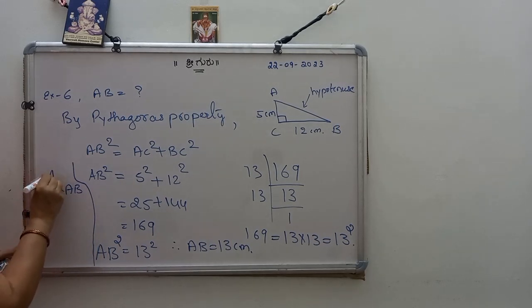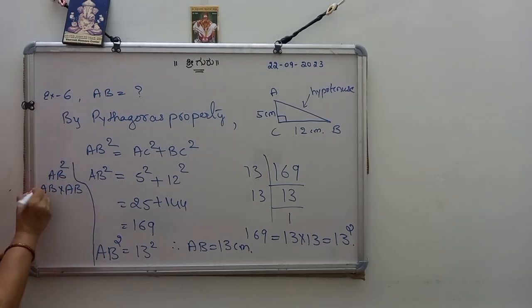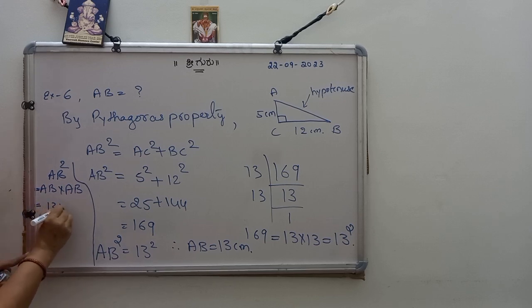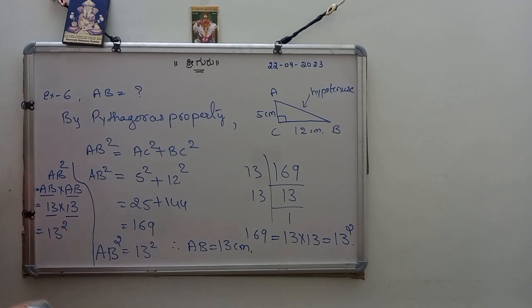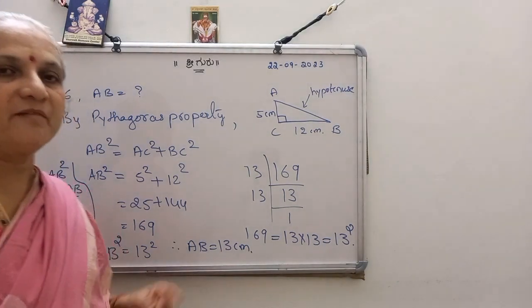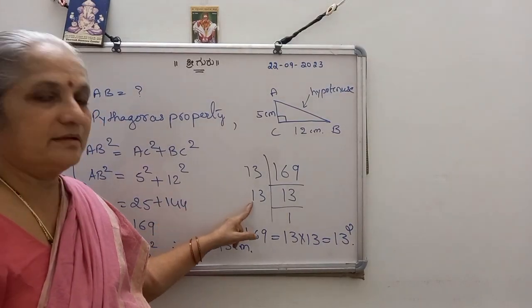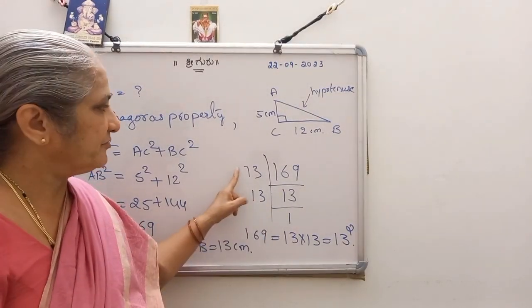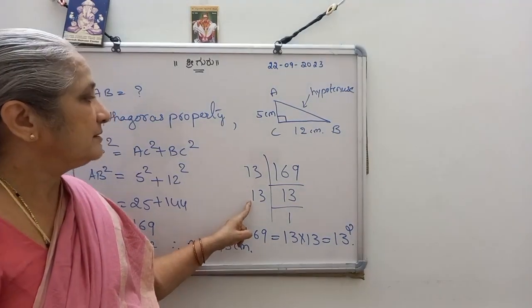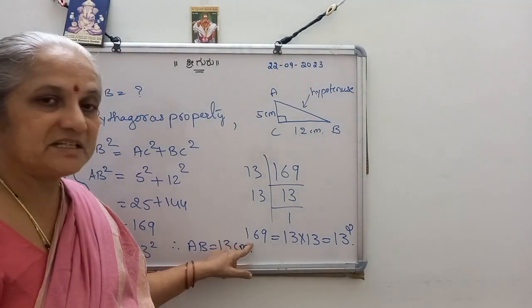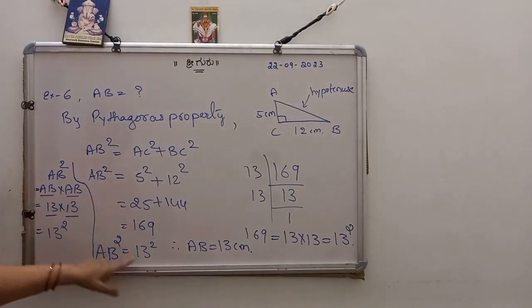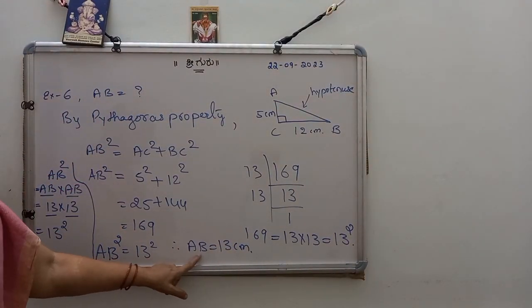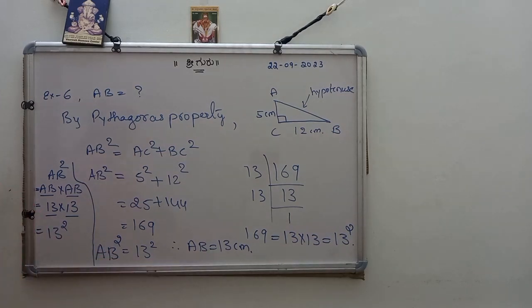AB square is equal to 13 into 13. AB into AB is equal to 13 into 13. Therefore, the length of AB is equal to 13. Did you understand? Is there any confusion? We found two same numbers. When we multiply them, we get 169. Therefore, AB square is equal to 13 square and AB is equal to 13 centimeter.